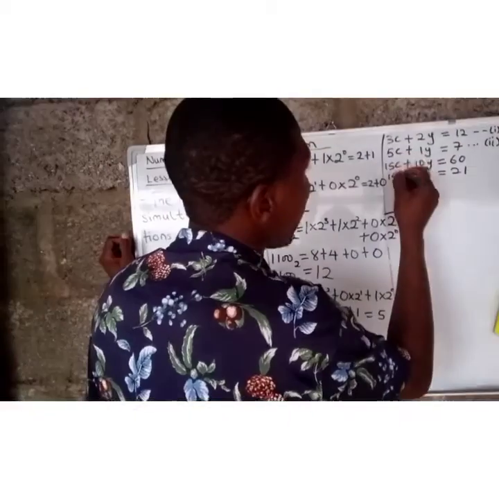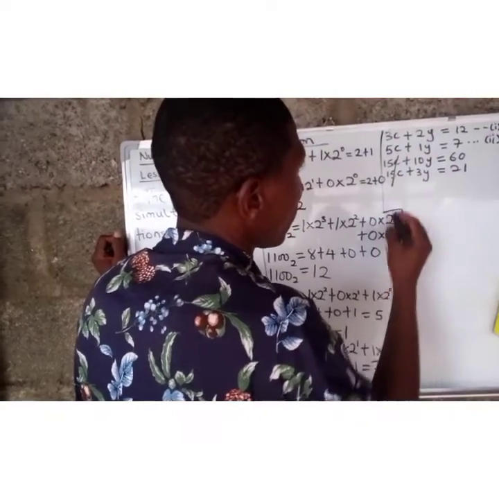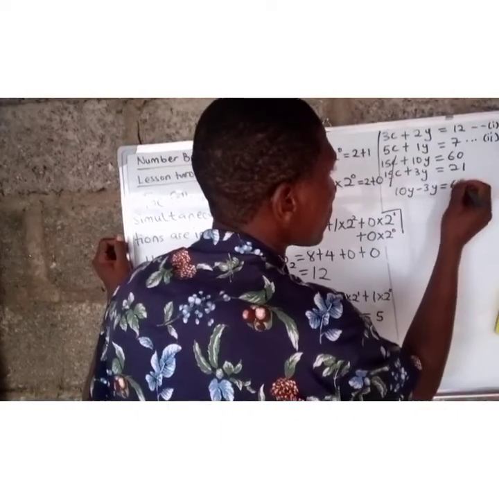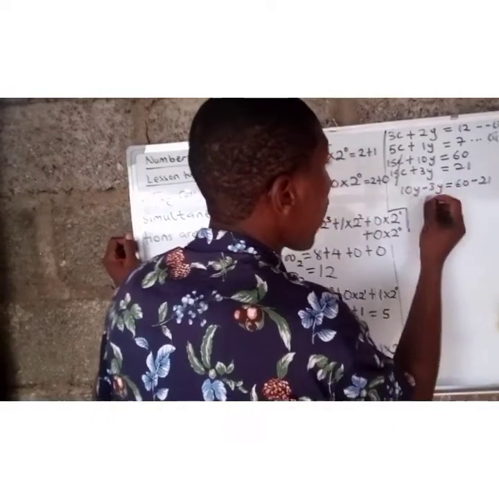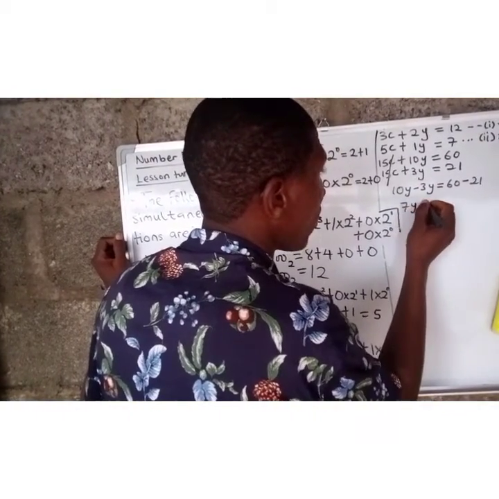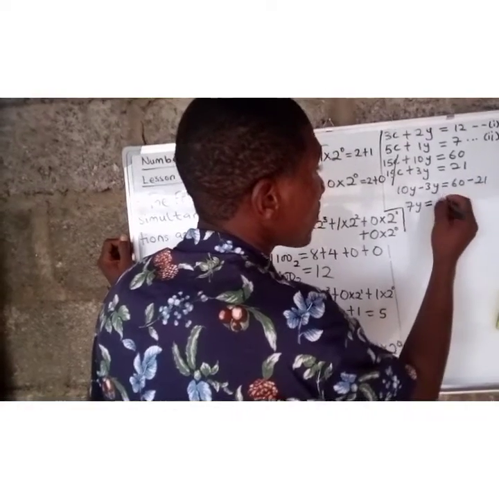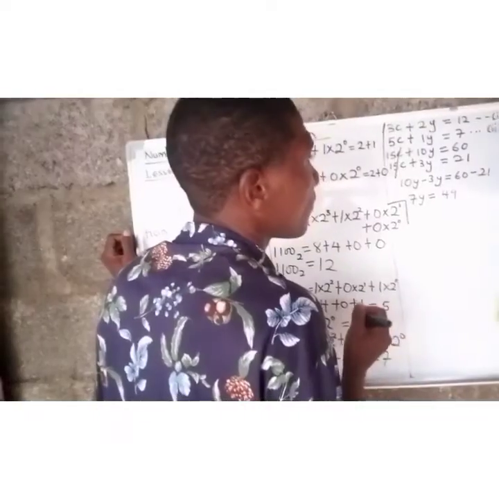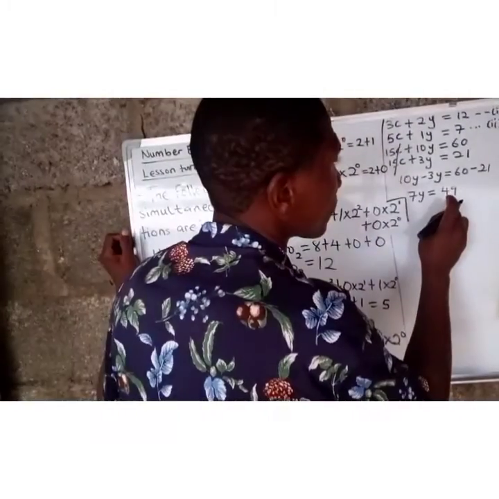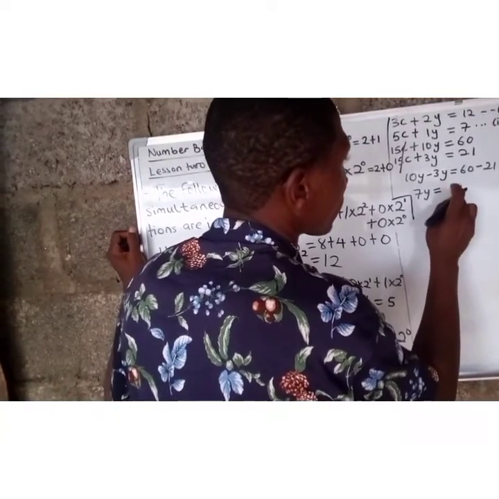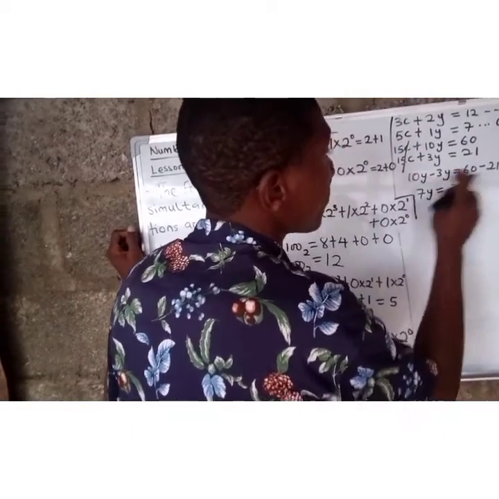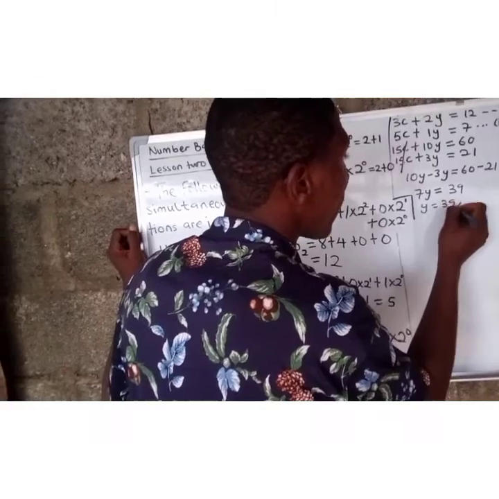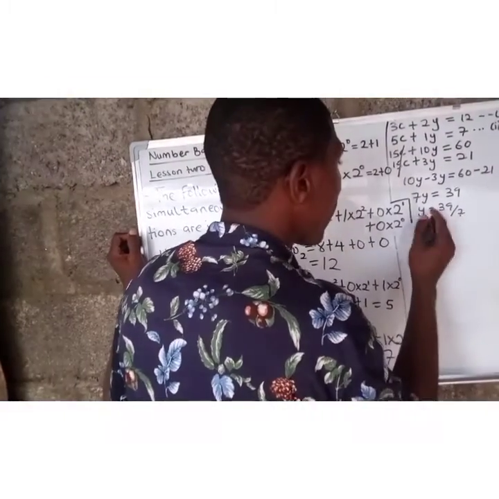So by elimination method, 15c we cancel out. So we are left with 10y minus 3y is equal to 60 minus 21. 10y minus 3y is equal to 7y, which is equal to 60 minus 21, which is the same thing as what? 39. So y is equal to what? 39 divided by 7.